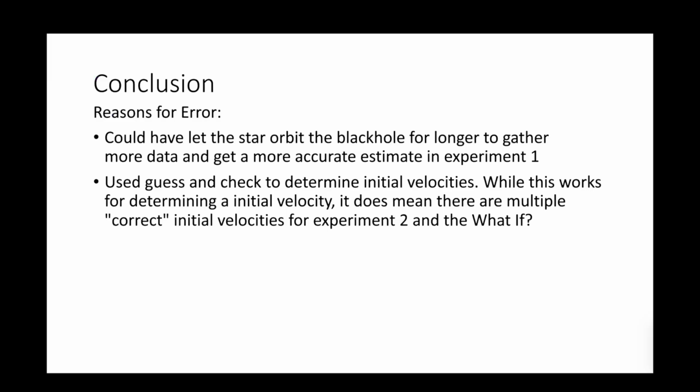To minimize error for experiment 1, I could have let the star orbit the black hole for longer to gather more data and get a more accurate average estimate for the mass of the black hole. For experiment 2 and the what if, even though there are technically multiple correct initial velocities, since I used guess and check, there are probably better ones out there.